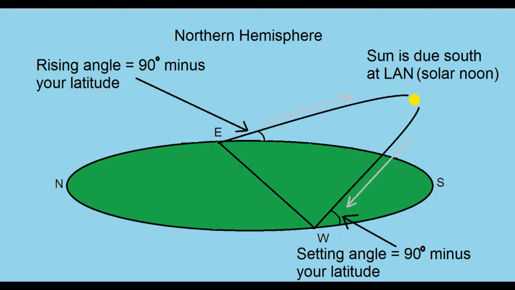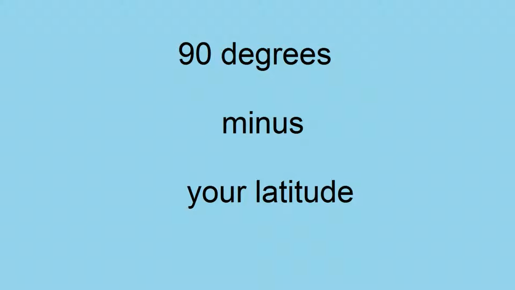In this lecture, we're going to look at the sun's symmetrical path across the sky. The fact that the sun travels in a symmetrical path across the sky is an observation of particular importance for our purposes. So let's discuss this symmetrical pattern. What happens is the sun rises in an easterly direction at a rising angle of approximately 90 degrees minus your latitude.